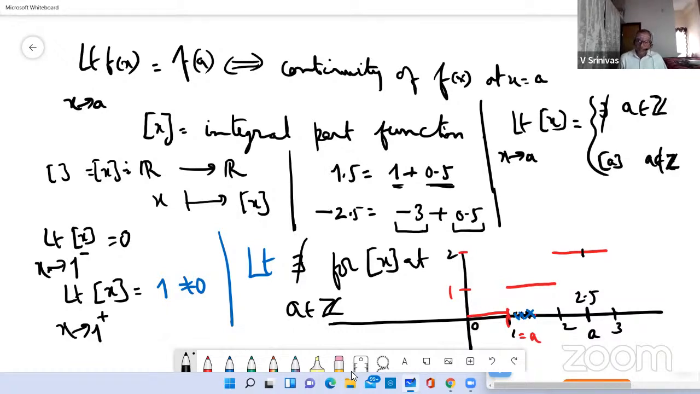Okay, and this function does not have limits at these integral values. At integral points, the limit does not exist. So once the limit does not exist, it cannot be continuous. At every other point, if your point a is not an integer, then the limit exists and is in fact equal to the function value at this point. Therefore at non-integral points, the function is continuous. Otherwise, it is discontinuous. So this is an example of a function which is discontinuous at certain points and continuous everywhere else. You have to understand these concepts. Otherwise, you cannot learn mathematics.